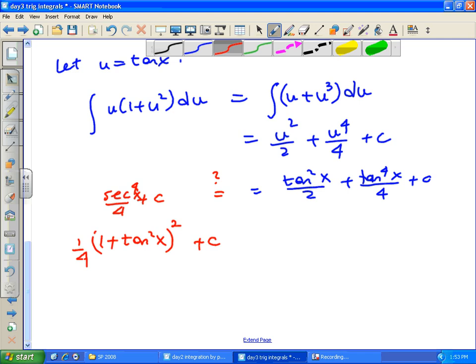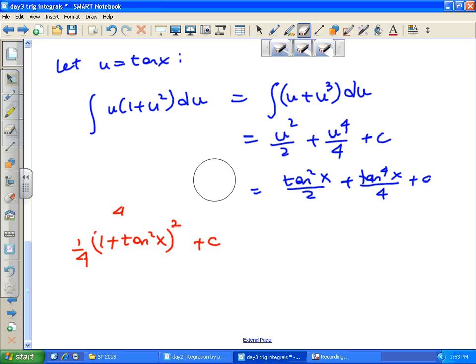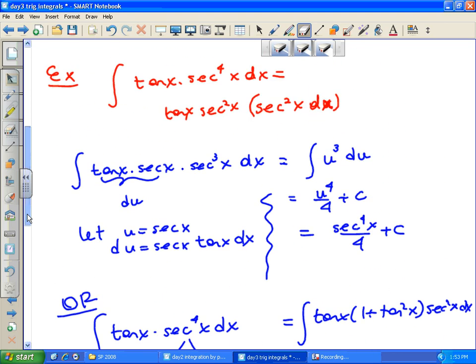Okay. All right. Here is one more example with secants and tangents. Let's do tangent to the power of 4 of x. Tangent to the 4 of x.